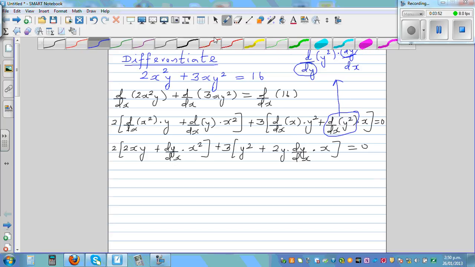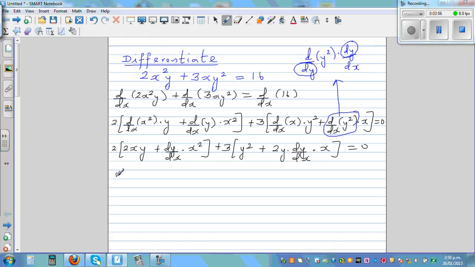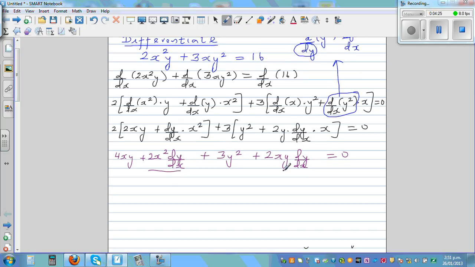Okay, so let me now expand this a little. So this is 4xy plus x squared, 2x squared times dy by dx, expanding with 2. Plus expanding with 3, this is 3y squared plus 2xy times dy by dx is equal to 0. So I'm going to factor out dy by dx from this side and move these two to the other side. So can I say dy by dx times 2x squared plus 2xy is equal to minus 3y squared minus 4xy.